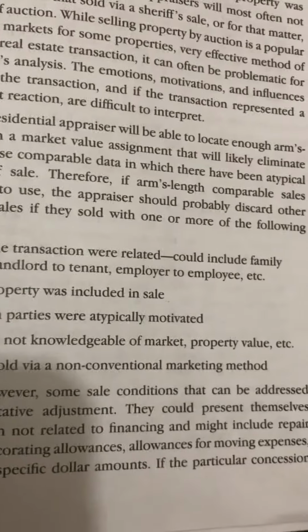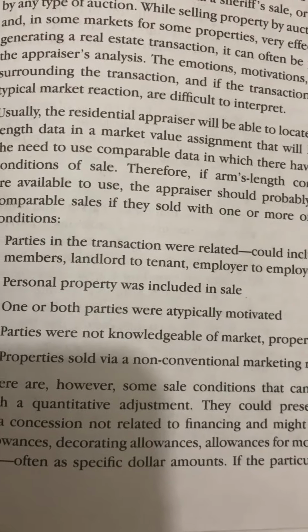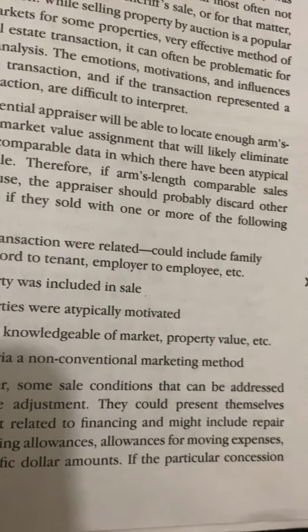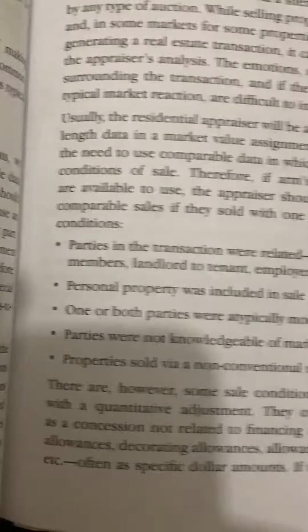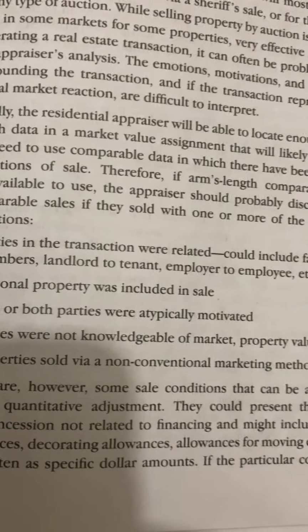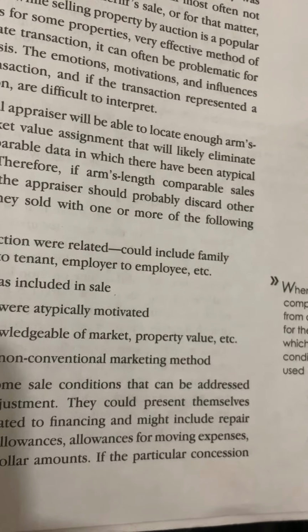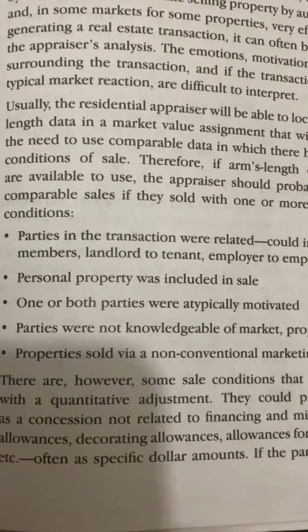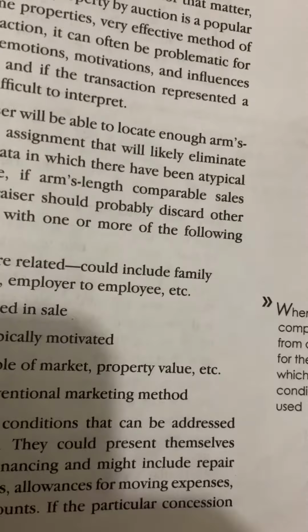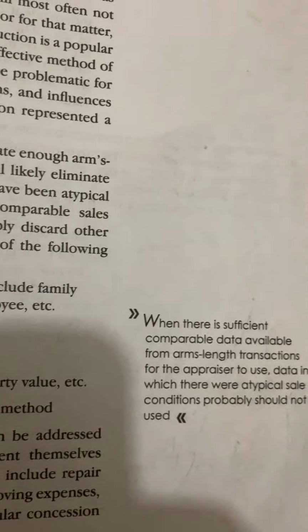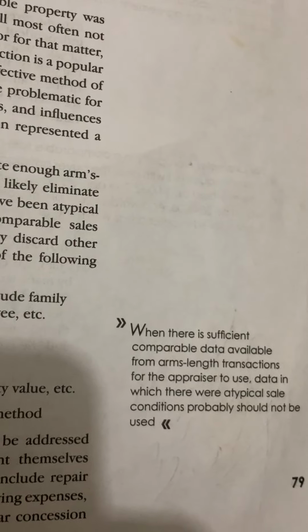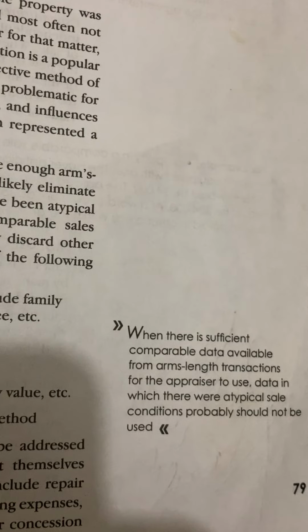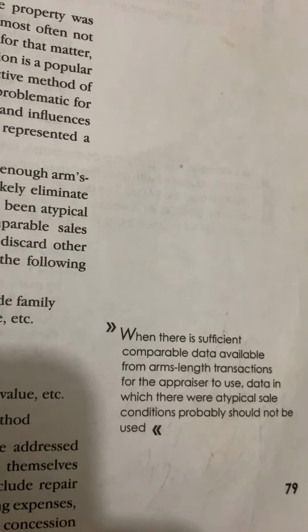There are, however, some sale conditions that can be addressed with a quantitative adjustment. They could present themselves as a concession not related to financing and might include repair allowances, decorating allowances, allowances for moving expenses, etc., often as specific dollar amounts of the particular concession. When there is sufficient comparable data available for arm's length transactions for the appraiser to use, data in which there are atypical sale conditions probably should not be used.